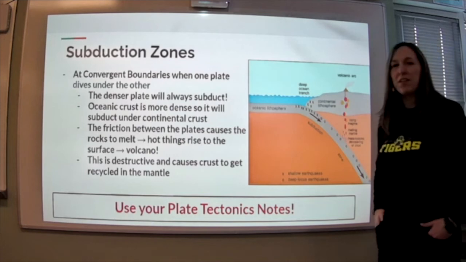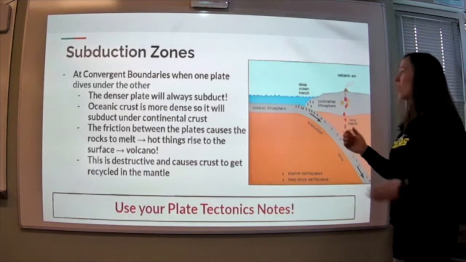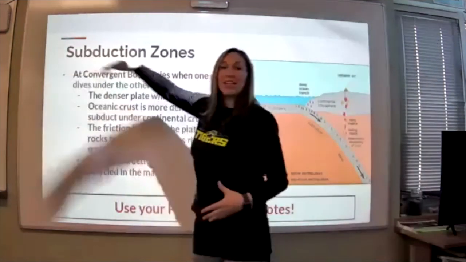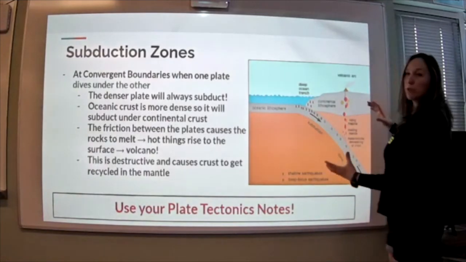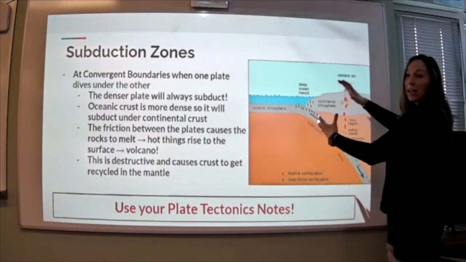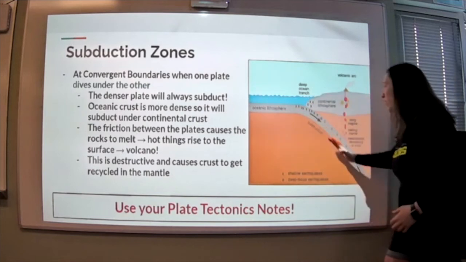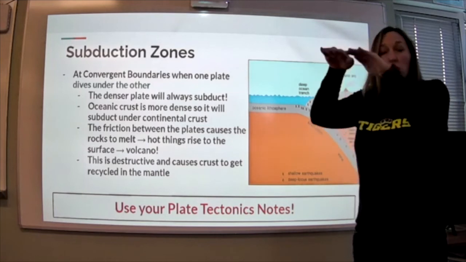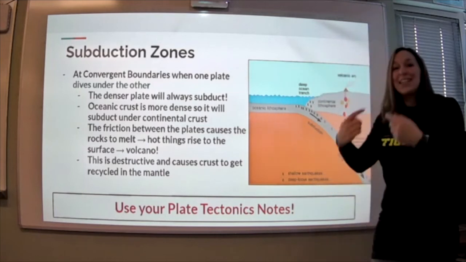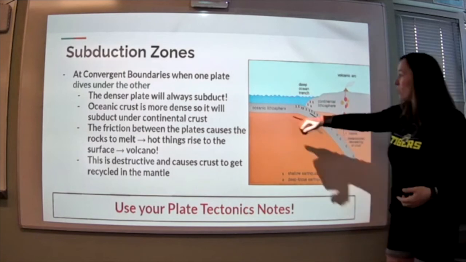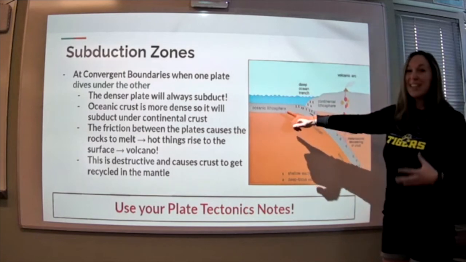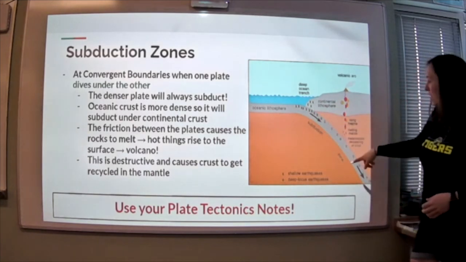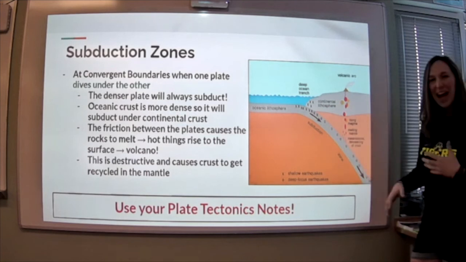Subduction zones. Oh gosh, I forgot this was part of this video. Subduction zones are convergent boundaries where one plate dives under the other. Remember, sub, like a submarine, it dives under. Convergent boundaries just means we've got two plates slamming into each other. The denser plate will subduct, just like our convection currents. Hot things rise because they're less dense, cold things sink because they're more dense. It's that density that drives that whole system. Because the oceanic lithosphere is denser than continental, it dives under, and it gets hotter and hotter.